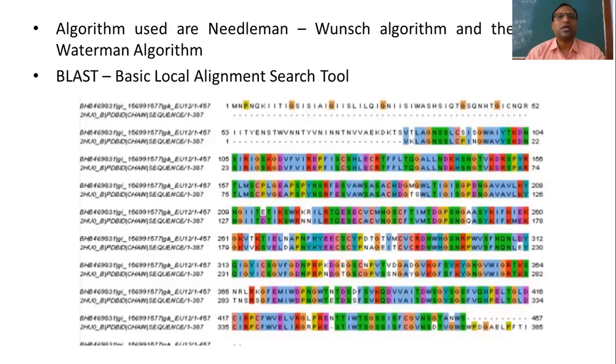The algorithms used here are the Needleman-Wunsch algorithm and the Smith-Waterman algorithm. The tool commonly used is the Basic Local Alignment Search Tool, BLAST, which is very important for protein aspects, but it can also be used for nucleotides.